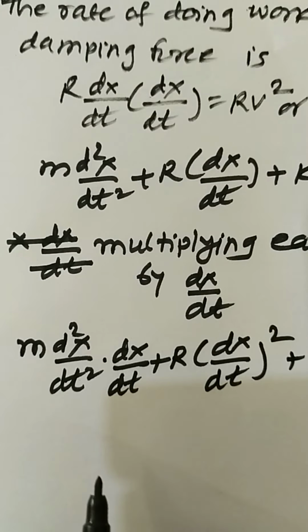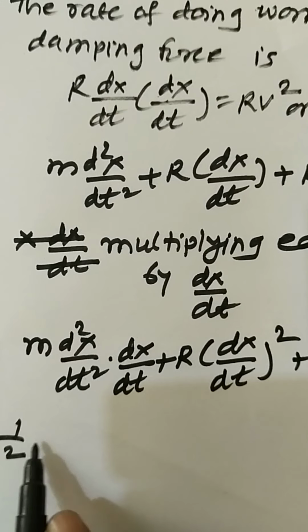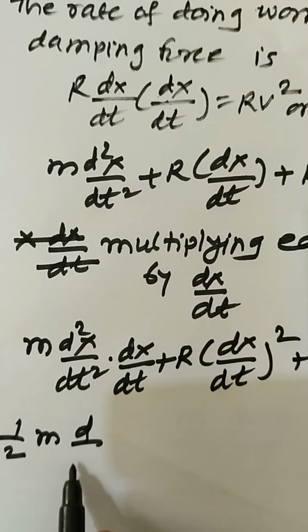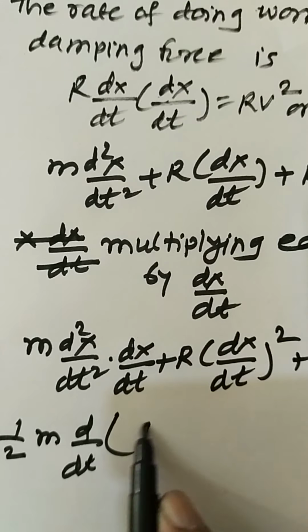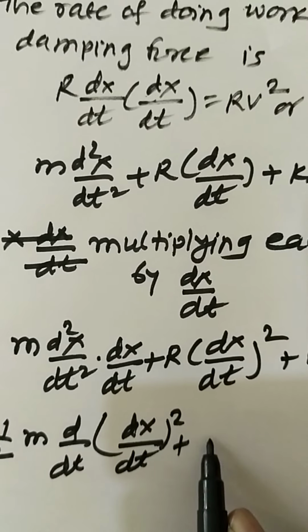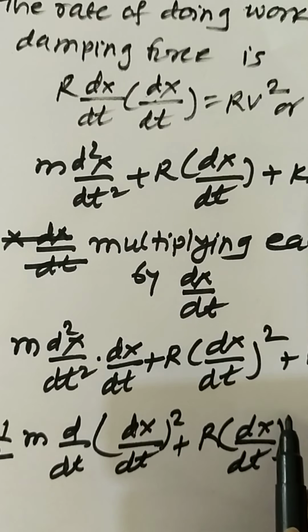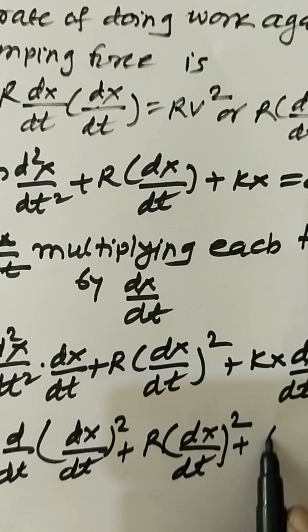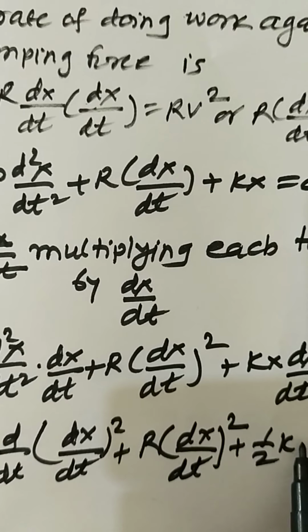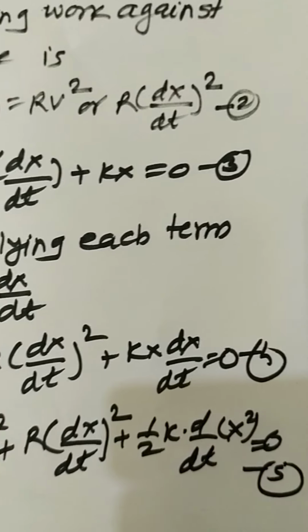Therefore we write half m d by dt of (dx by dt) whole square plus R (dx by dt) whole square plus half k d by dt of x square equals 0, and this is equation 5.